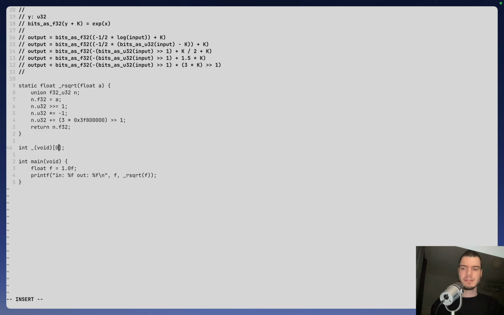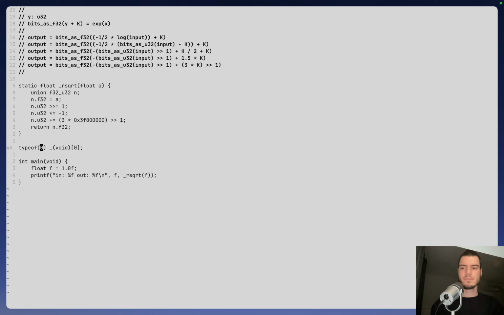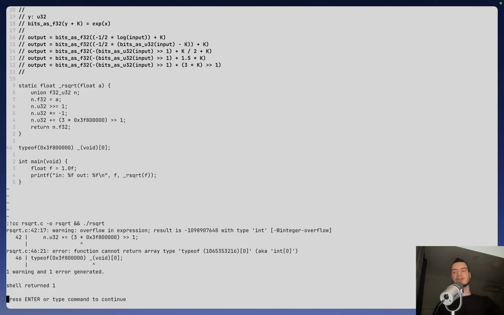So I'm just going to put 0 as the array count. And it's going to be an array of typeof, let's just say 0. And we can see that our error message says aka int array. So we can just take our constant here, copy it, paste it in here, and we see that our constant is of type int.